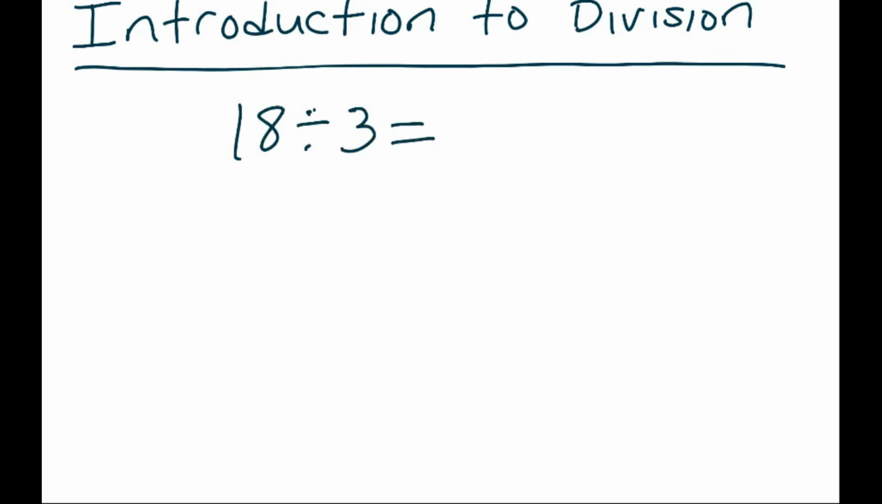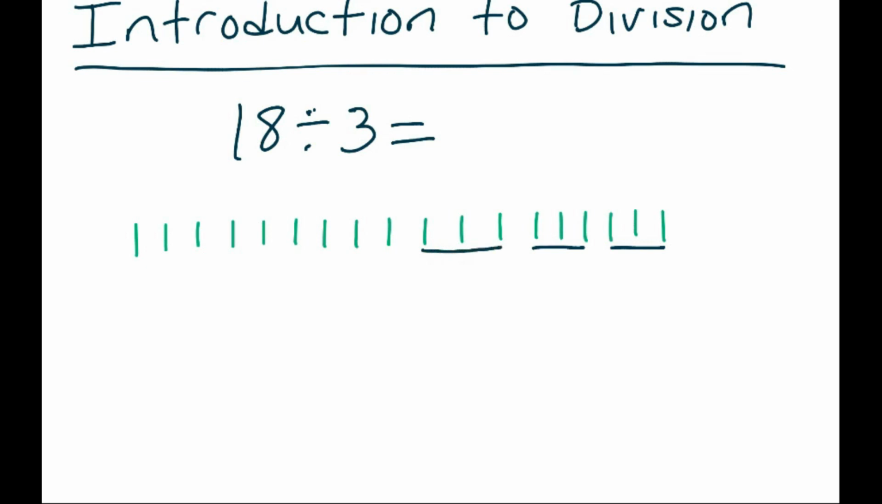To find out how many times 18 can be divided by 3, I'm going to put 18 lines on the board and then break these 18 lines up into groups of 3 to see how many groups of 3 can be made. Let's underline groups of 3. That's 1 group, 2 groups, 3. Here is the 4th group, the 5th group, and last the 6th group.